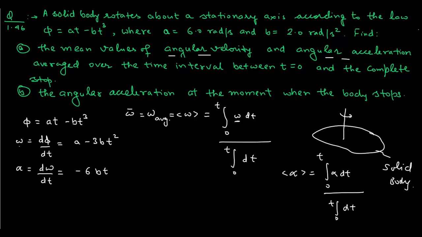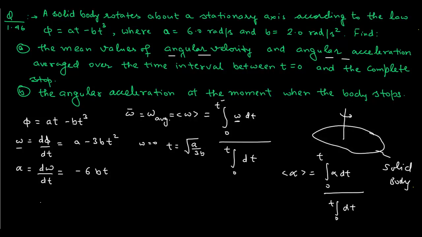Clear? Now before we substitute this value of omega and alpha in both these formulas, we also have to find the value of t at which the solid body comes to complete rest. For this we put omega equal to 0. So if we put omega equal to 0, we get t equal to square root of a by 3b. So this is the time at which the rotating body comes to a complete stop. So we have to average this omega and alpha from time t equals 0 to this time t.